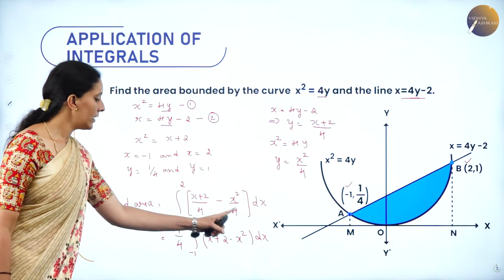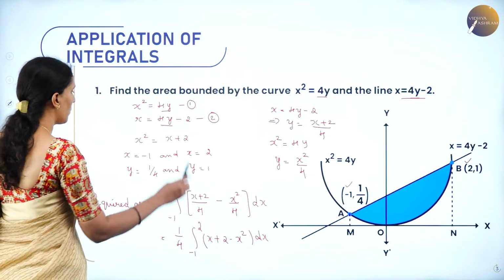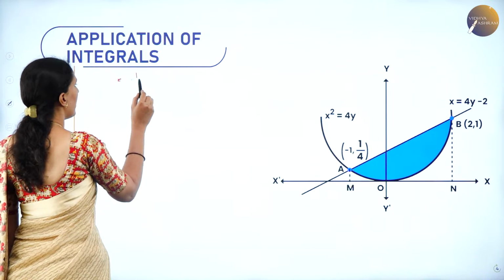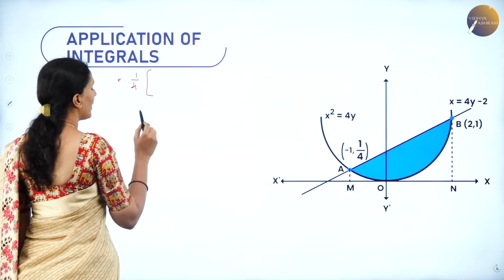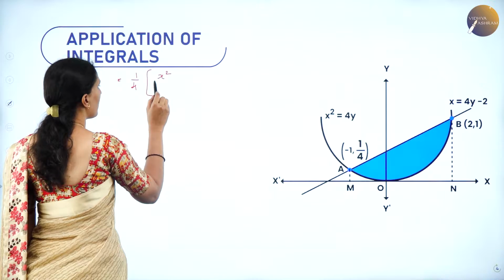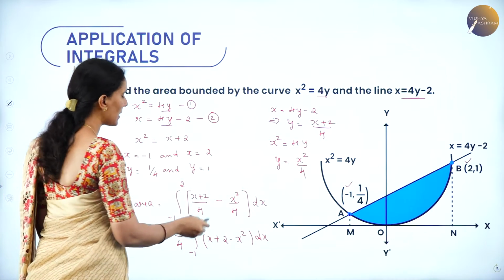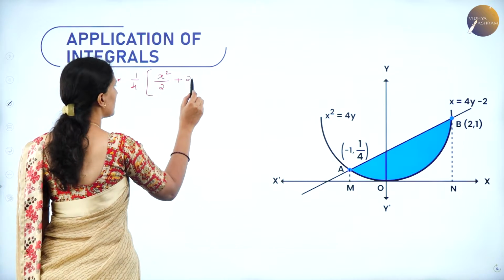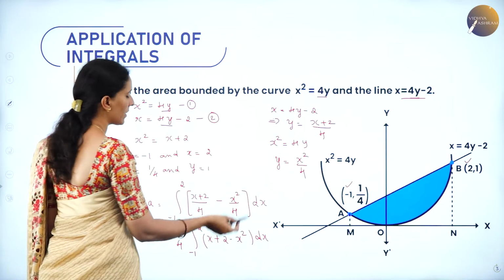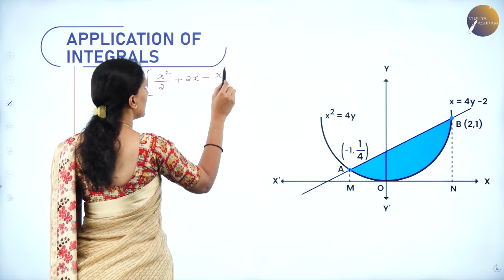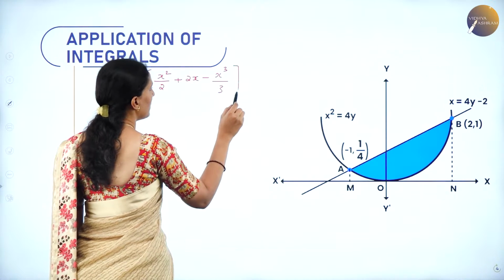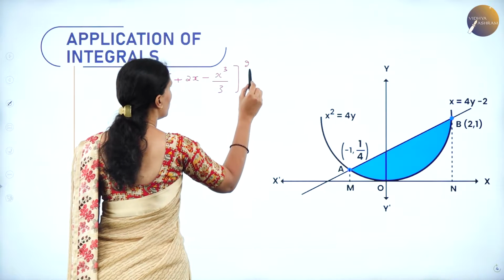Now integrate the following with respect to x. What happens? So this is 1 by 4. So first we have x, which becomes x square by 2, and next we have plus 2, which becomes 2x, and next we have x square, which becomes minus x cube by 3. The limits are from minus 1 to 2.